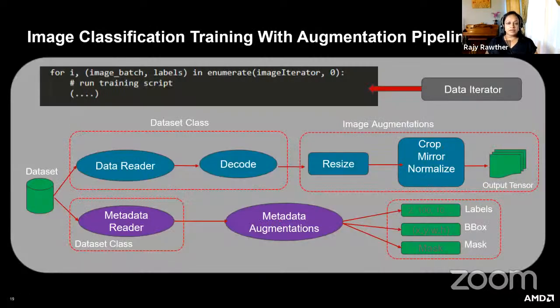So let's dissect a bit more into the operations in a training pipeline. Most training pipelines will have a data iterator, which goes through the images and labels. You will have an enumeration function, you run that enumeration script, and then you do the augmentation. When you consider the data set, it goes through a data set class for reading and decoding.